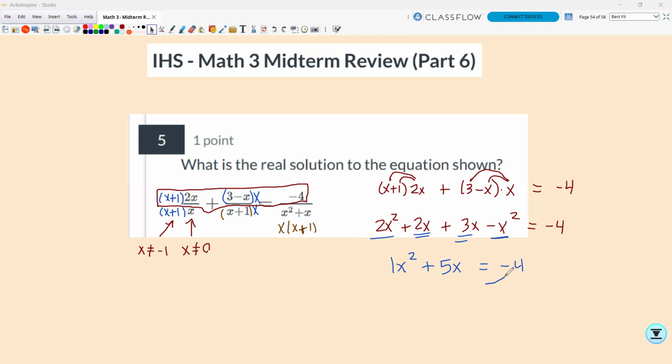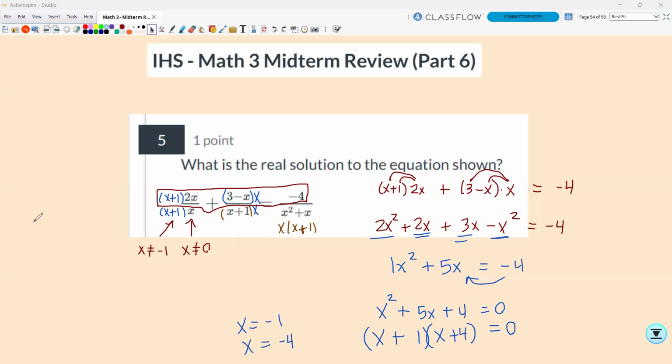Now I'm going to want to bring that -4 over here and make that positive for us. So that's going to be 1x squared, which is just x squared plus 5x plus 4 is equal to 0. Then I'm going to want to factor this. So you can think about what two numbers would multiply to 4 and add to 5, and that's going to be 4 and 1. And so my zeros for that are going to be x is equal to -1 and x is equal to -4.